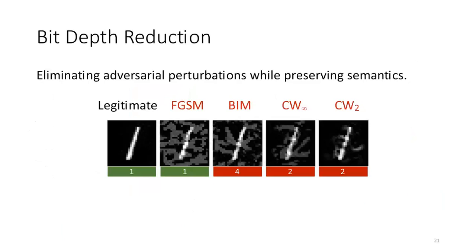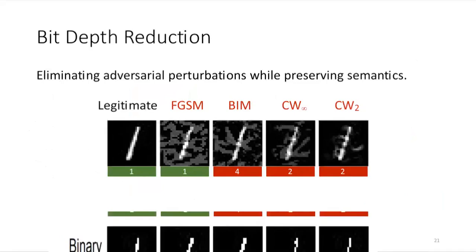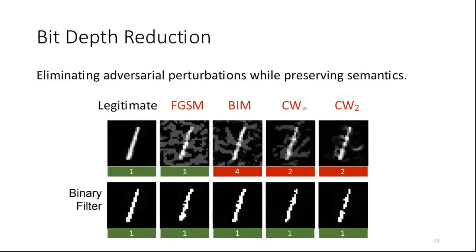So on page 21, we show you more of these adversary examples and also their resulting squeezed versions. The first column is the good example. After this binary filter, it's still the strokes, it's still 1. And the rest of the four columns are four different types of attacks. Some attacks attack more pixels, but with smaller changes on each pixel. Some attacks attack fewer pixels, but have bigger changes on each pixel. So no matter what, the filter can remove the perturbations and keep the important strokes that carry the semantics of the digit.